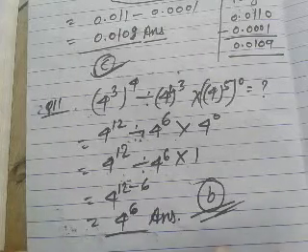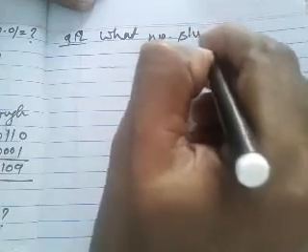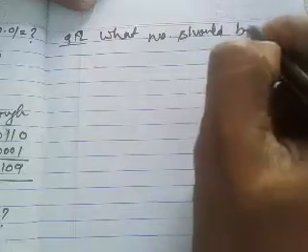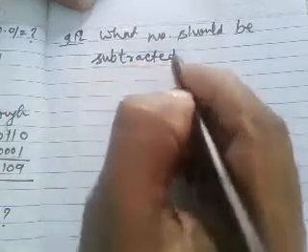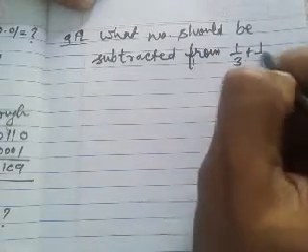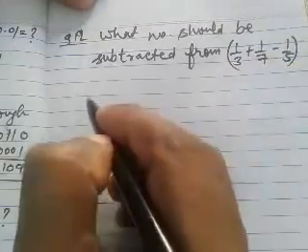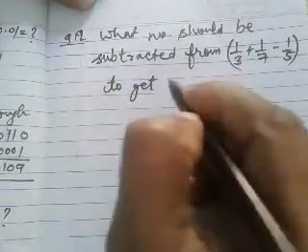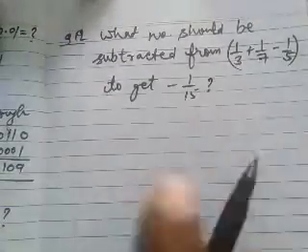Next question is question 12. Tell what number should be subtracted from 1 upon 3 plus 1 upon 7 minus 1 upon 5 to get minus 1 upon 15. This is a problem solving question.